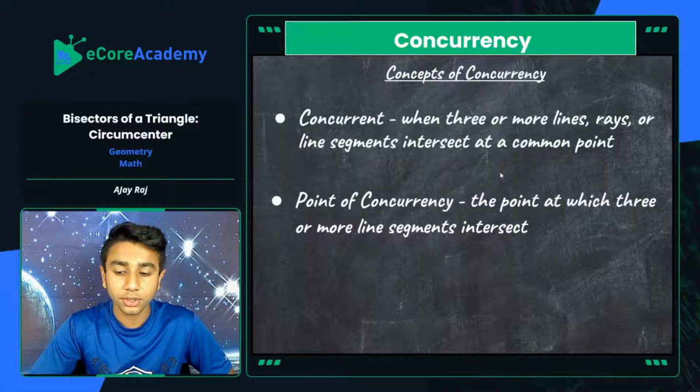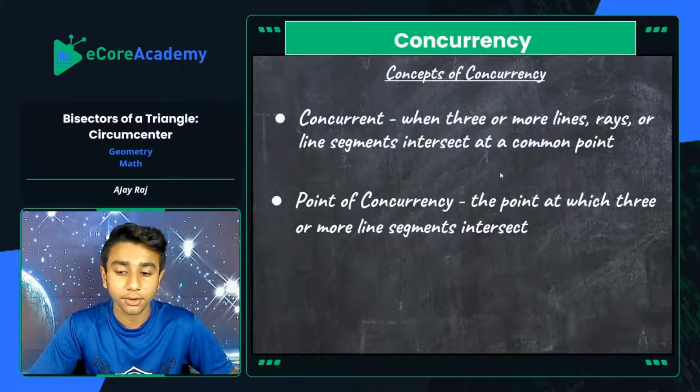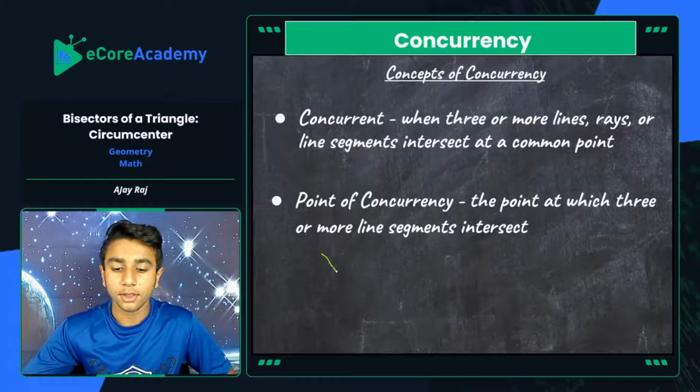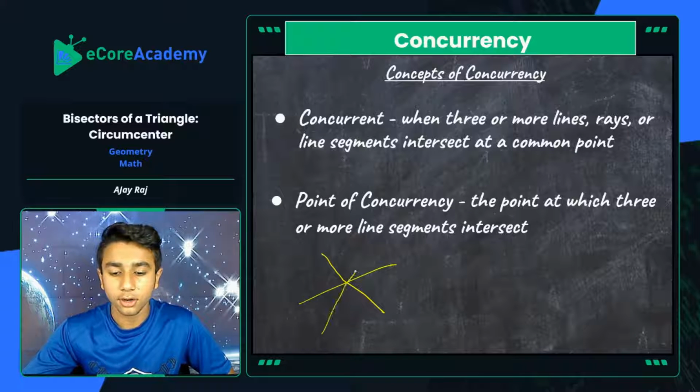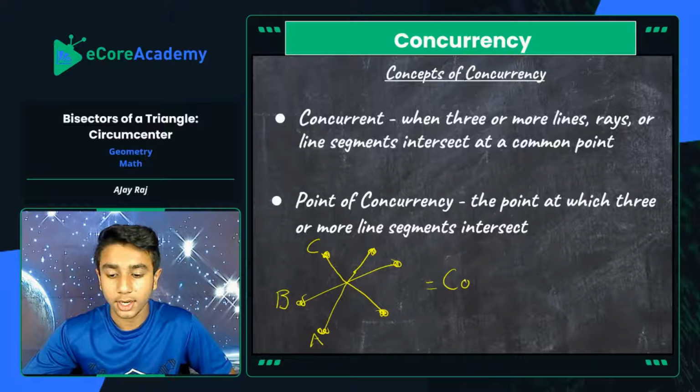The point of concurrency is the point at which three or more line segments intersect. After you figure out that you have three concurrent line segments, they'll intersect at a common point, and that is the point of concurrency. I'll show you a little example here, very simple. If we have a line here, a line here, and a line here, let's keep these as line segments. So we have line A here, line B, and line C. As you can see, they all intersect at a common point, and they are concurrent lines.